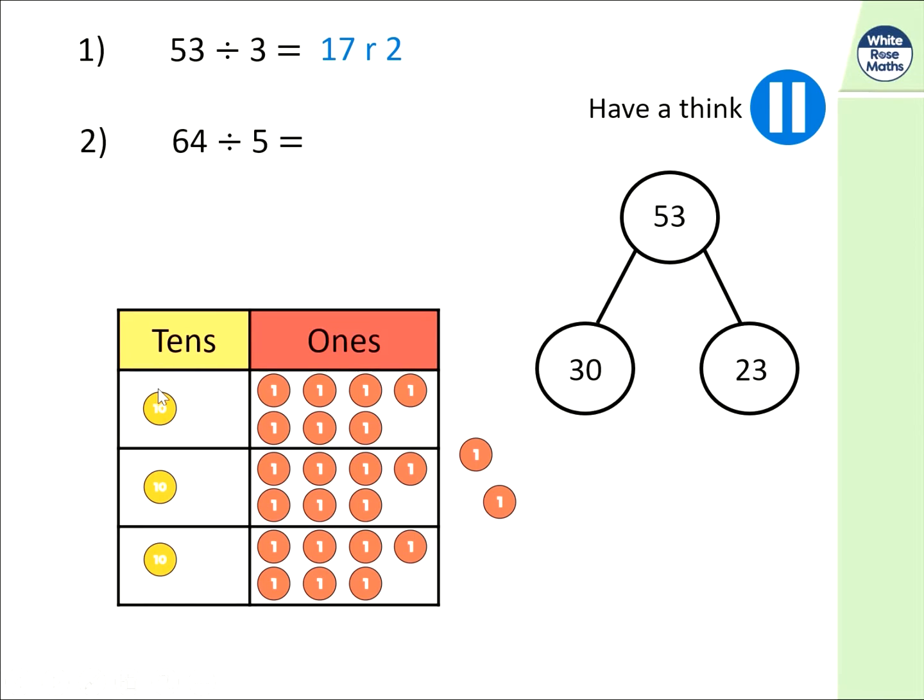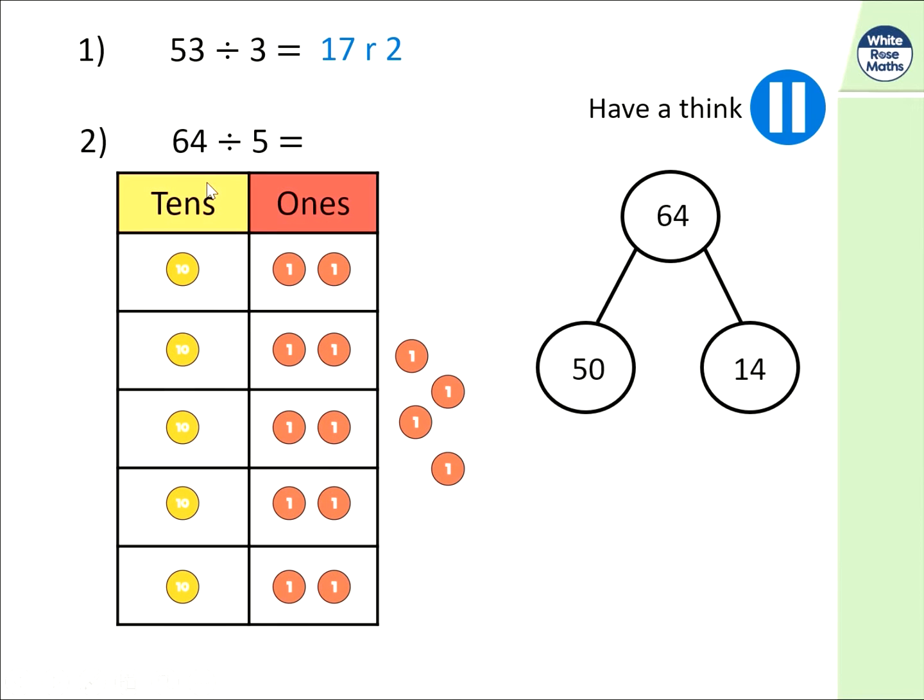You could also do this with your place value counters, where you can see in each row you have 17 and you have 2 remaining. How about this one? 64 divided by 5. We've partitioned it into 50 and 14. So let's have a look at the answer. 12 remainder 4, because in each row you have 12 and we have a remainder of 4.